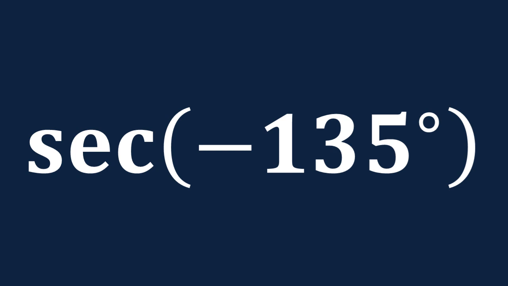In this video, we will learn to find the value of secant of minus 135 degree. As we know, the trigonometry identity secant of minus x is equal to secant of x. The video explaining how to derive this identity is appearing in the upper right corner. Also, the URL address of the video has been mentioned in the description section.